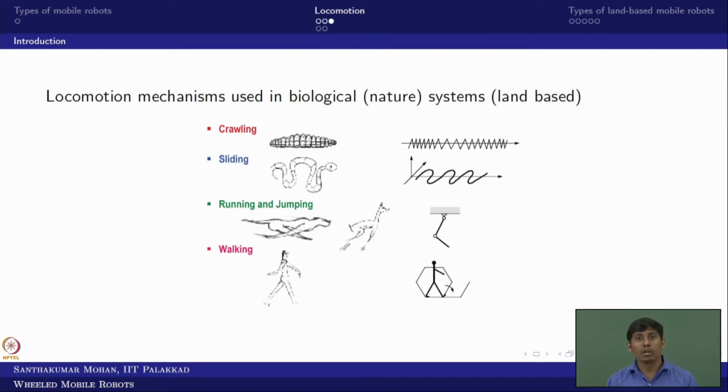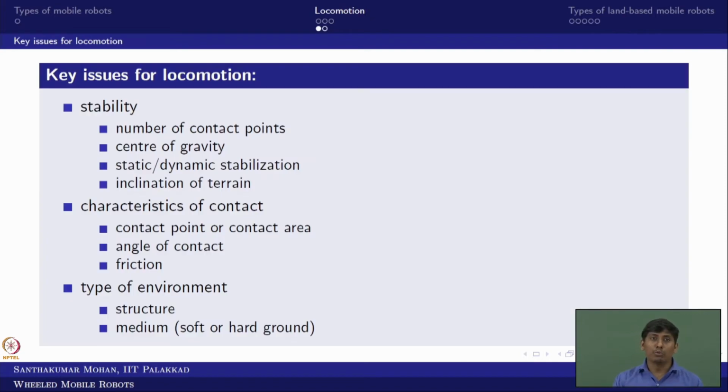What does that mean? We are talking about the rolling motion, which is what we call the wheel. So before going to see the wheeled locomotion in detail, I will just give the key issues. As I already said, before that you should know what the issues are that you need to talk about. So in that sense, one of the biggest aspects that comes into locomotion is the stability.